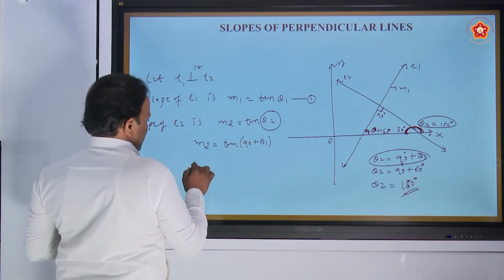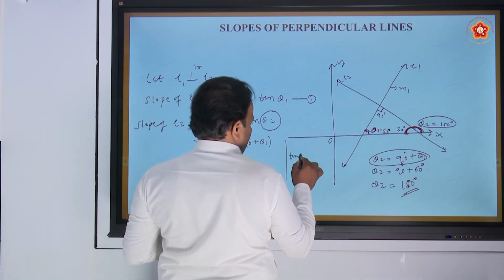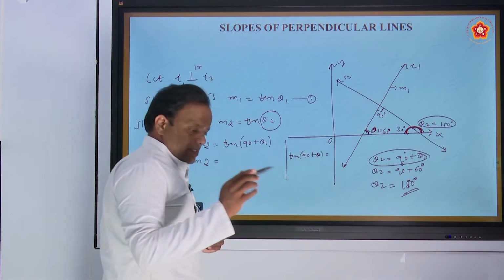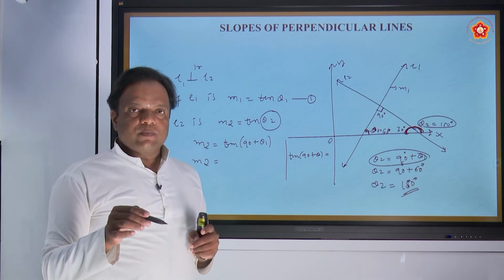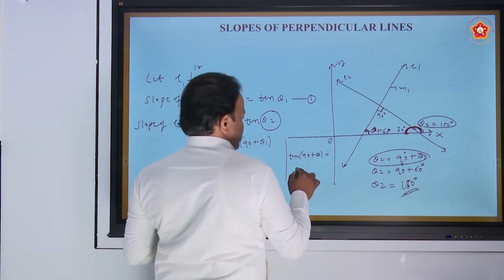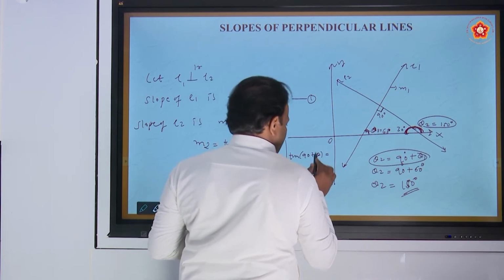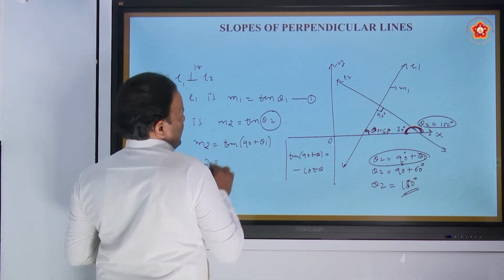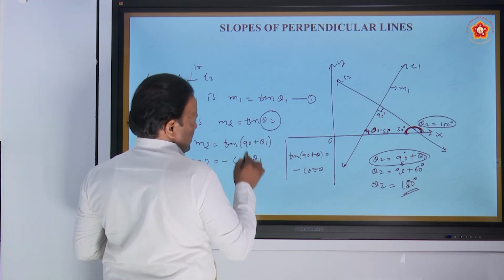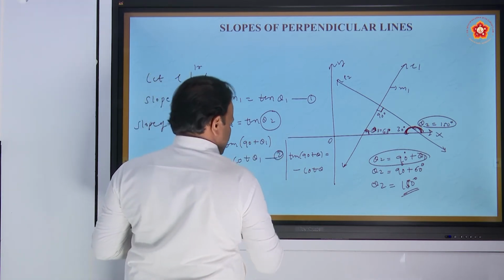M2 is equal to tan of 90 plus theta 1. We know one formula in trigonometry: tan of 90 plus theta, where 90 plus theta lies in the second quadrant, where tan is negative. So tan becomes cot, because this is an odd multiple of 90. This becomes minus cot theta. This is the formula: tan of 90 plus theta equals minus cot theta. Similarly, tan of 90 plus theta 1 is minus cot theta 1. I call this equation number 2.